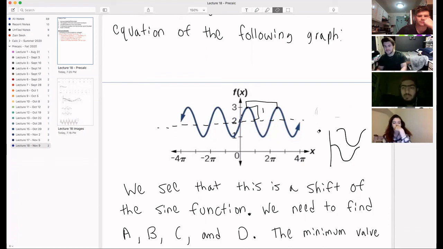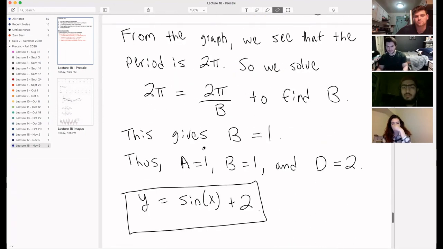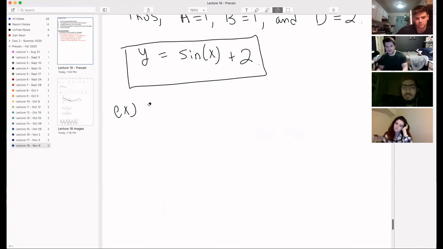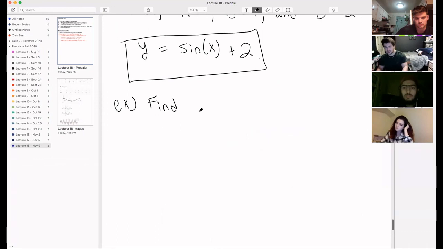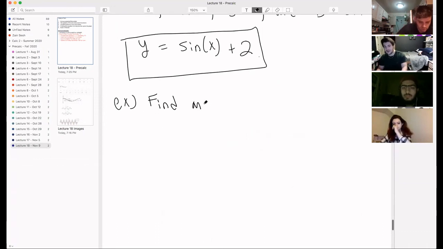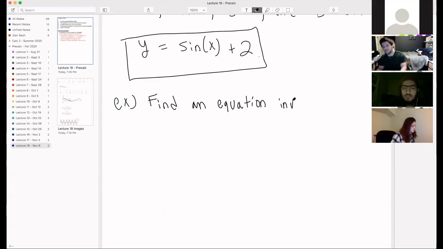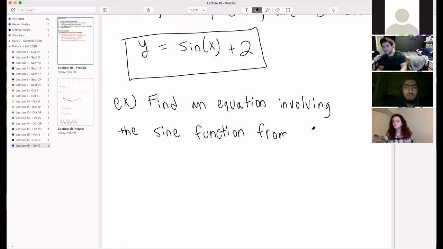Thank you. But I'm actually going to tell you what function to work with. Just look at how I word this question. I'm actually going to tell you which one to do. So usually the question will be posed as this: Find an equation involving the sine function from the graph shown below. So you're not even going to have to guess.